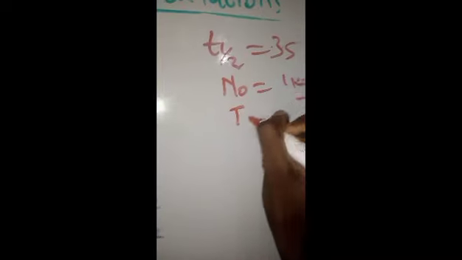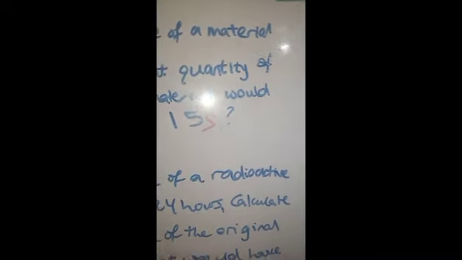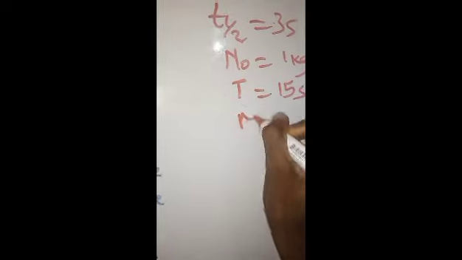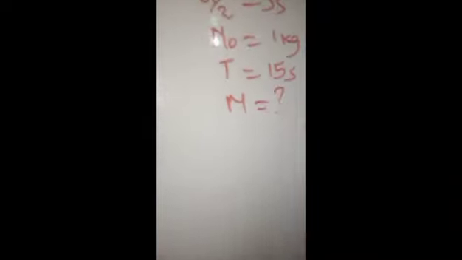What quantity of 1 kilogram do you have initially? 1 kilogram. Will remain in 15 seconds. Time. In this place, what are you asked? Remain. In that other place, what are you asked? Decay. So this one is more straightforward. You are just looking for your N. What quantity would remain? So this is what you're looking for.